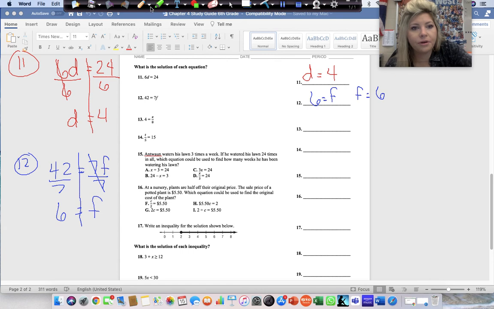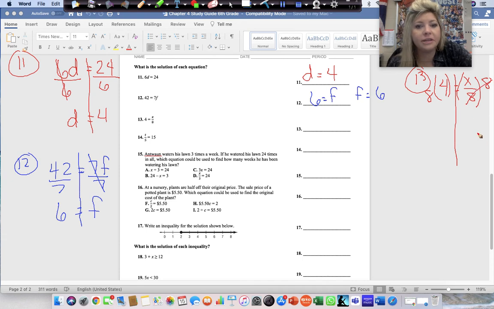Okay, number 13 says 4 equals x divided by 8. We're going to draw a line down from our equal sign. Right now x is being divided by 8. The opposite of that is multiplying both sides by 8. This side is going to cancel because when we divide something by 8 and turn around and multiply it by 8, it cancels. We bring down our x, and then we have 8 times 4, which is 32. So again, 32 equals x, or x equals 32. Both of those would be correct.